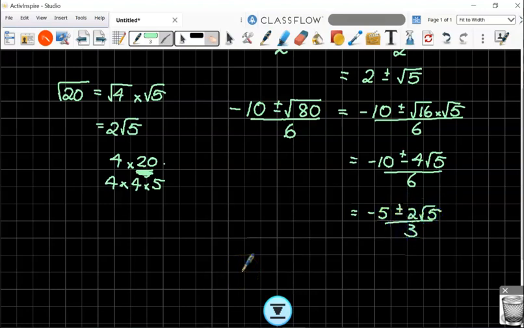You can leave it like that. If you look at answers in the back of a textbook, it might say 5 over 3 plus or minus 2 root 5 over 3. Sure, same thing, but I don't think you have to keep them separate. Are we good with that?